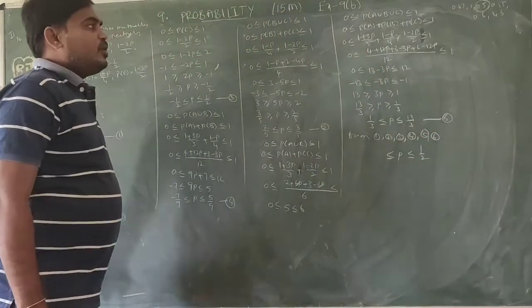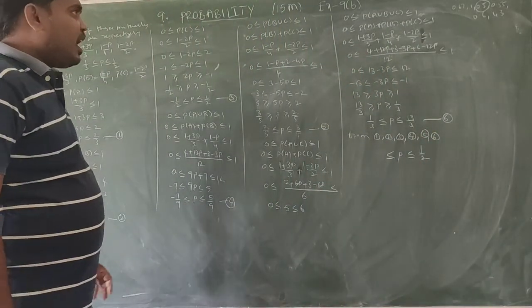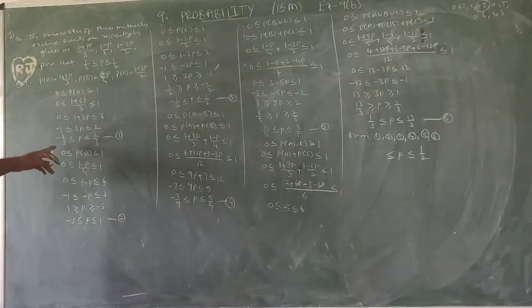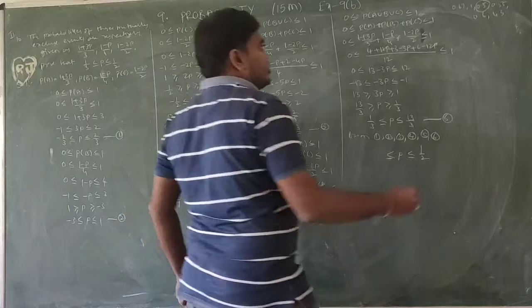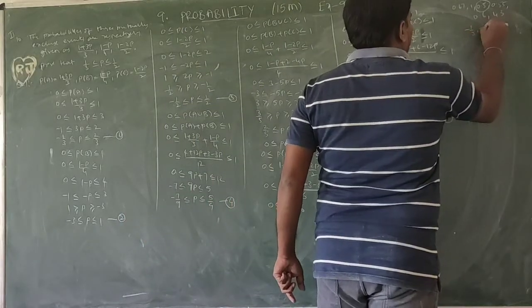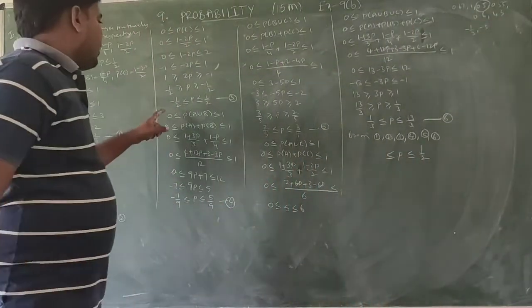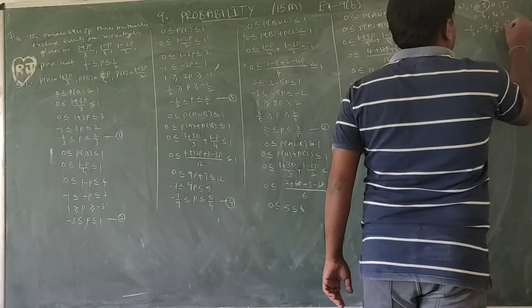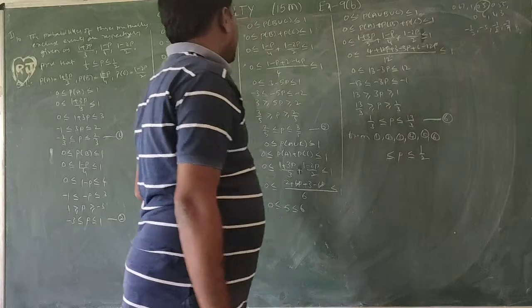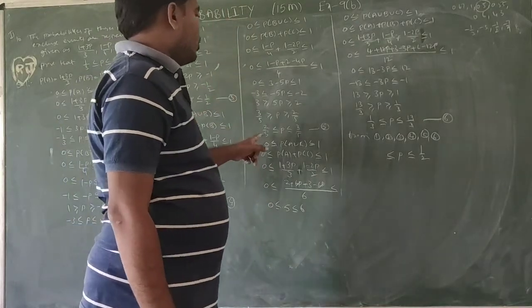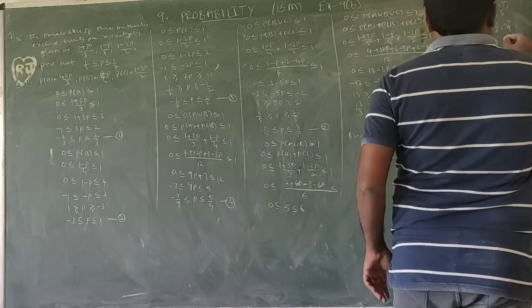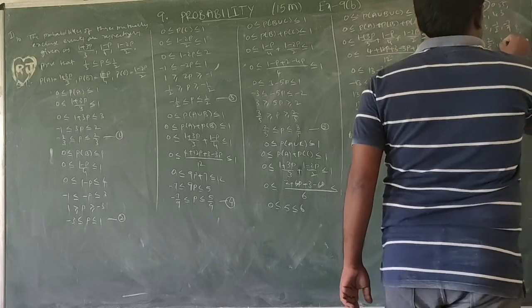So 1 by 2. Next, I want to take the left side. The left side values are minus 1 by 3 minus 3, minus 1 by 3 minus 3. Next, minus 1 by 2 minus 7 by 9, minus 1 by 2 minus 7 by 9. Next, 2 by 5 13 by 3, 2 by 5 1 by 3, 2 by 5 1 by 3.